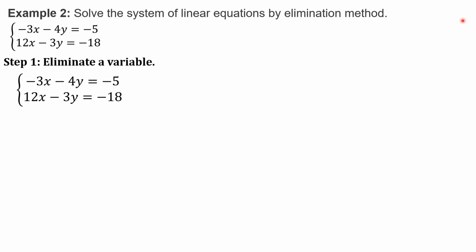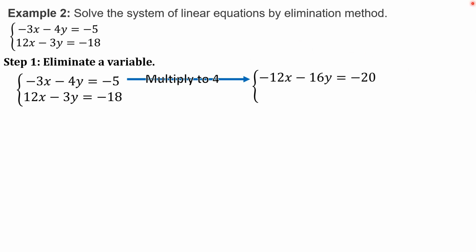Therefore, I have to multiply the whole equation 1 to positive 4. Take note that you need to multiply it to each term, to negative 3x, negative 4y, and negative 5, not only to negative 3x. So the value of the equation will not change. Let us start. Negative 3x times positive 4 will give us negative 12x. Negative 4y times 4 will give us negative 16y. And negative 5 times positive 4 will give us negative 20.